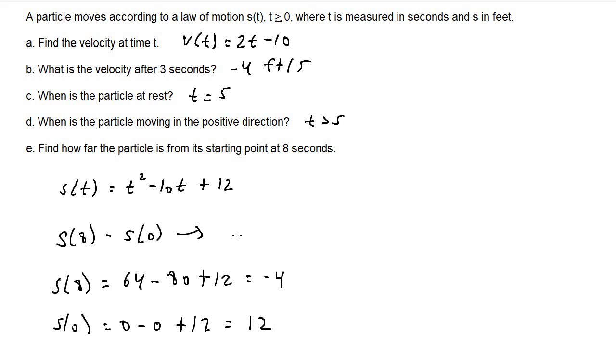So once again, we're going to take s of 8, which is negative 4, minus s of 0, which is 12, and that'll give us negative 16. Now, this is asking for how far the particle is from its starting point. So basically, its distance from the starting point. Now, you don't say you're negative 16 feet from someone, you just say you are 16 feet from someone. It doesn't matter what direction it is. So instead of the negative, we take the absolute value of it and just make it positive. So the particle is going to be 16 feet away from its starting point during the first 8 seconds.